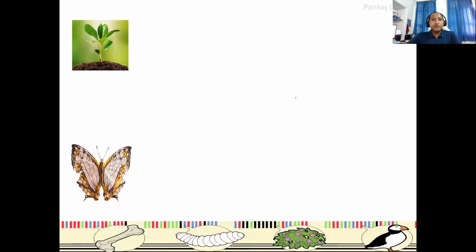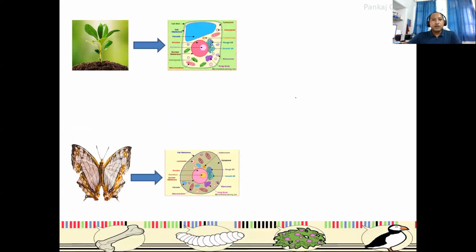Now, if you see, the organism may be any organism. It may be a plant, it may be an animal, it may be a bacteria, it may be a fungus. So all living organisms are made up of cells. That is why cells are known as the basic unit of life. So even for a unicellular organism, there will be at least one cell.